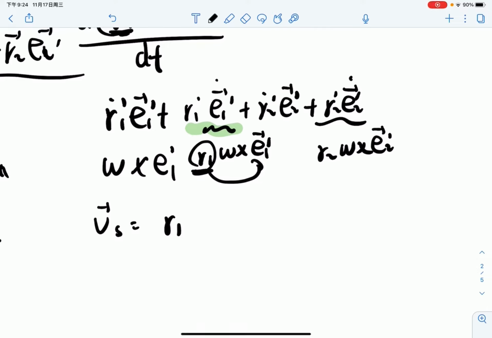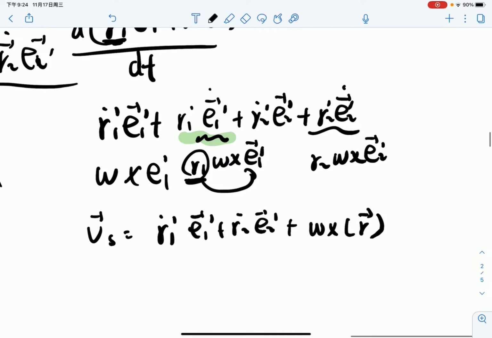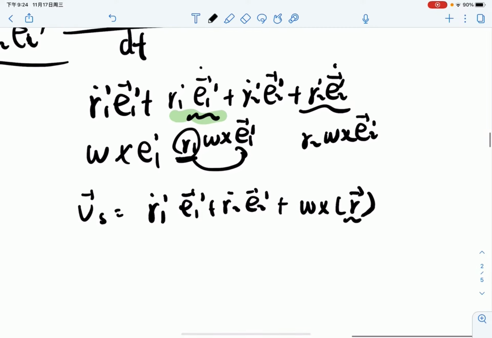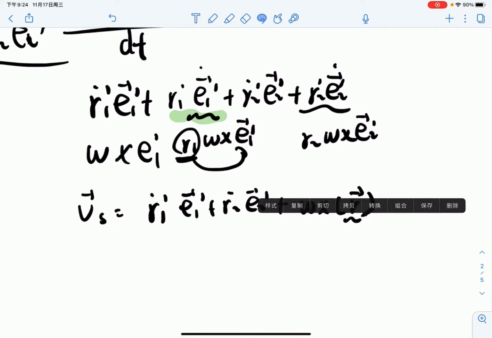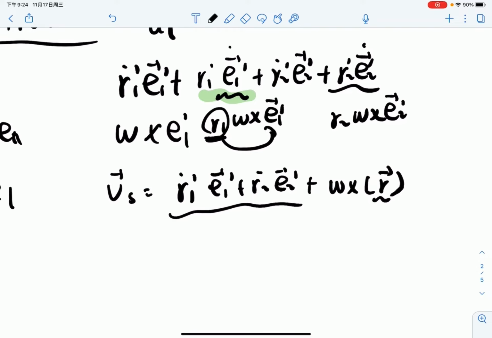So this is just going to be R1 E1 plus R2 dot E2, plus W cross the R vector. We can see that the R vector is just equal to R1 E1 plus R2 E2. And now for this term, it is a relative velocity.